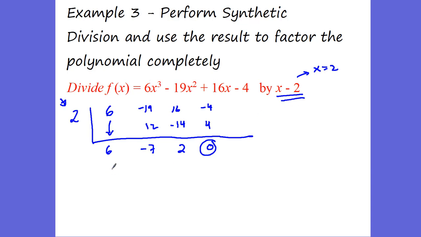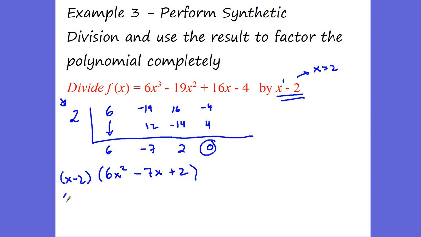And my quotient is going to be 6x squared. Now, why would it be x squared? It's because I'm dividing x to the first power into this. And so the powers go down 1. So we have 6x squared minus 7x, remember the powers go down, plus 2. That's the remaining factor. We had x minus 2 was a factor, and we had this 6x squared minus 7x plus 2.